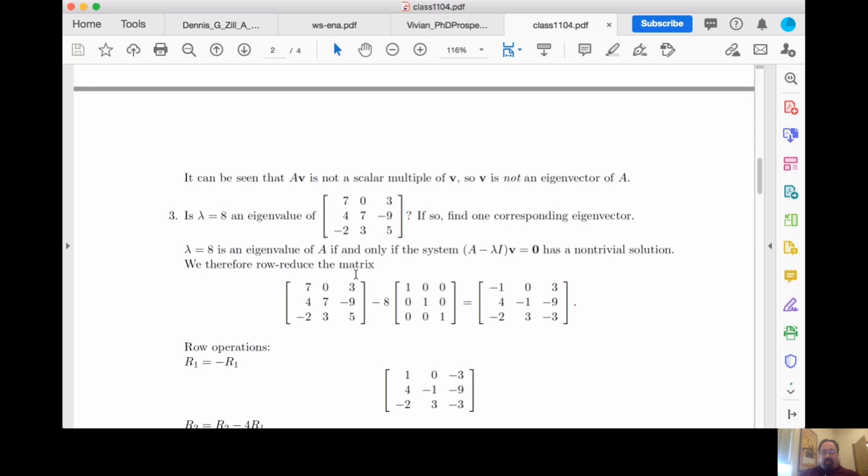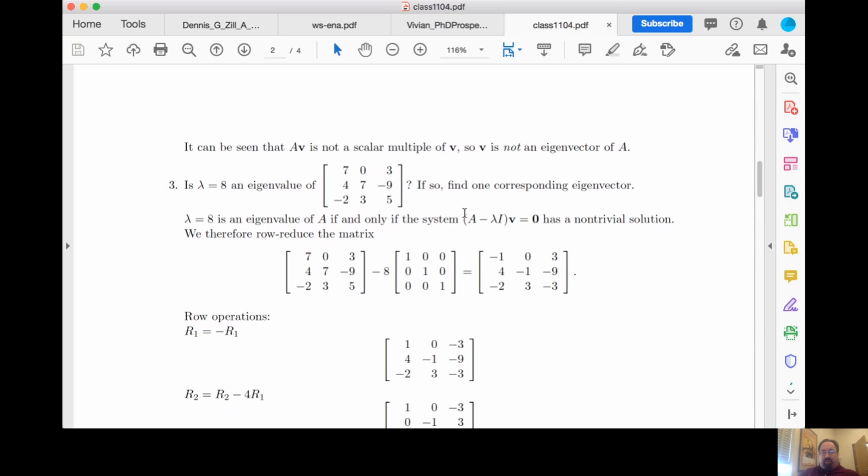So what you do is you form the matrix A minus 8 times identity, because we're looking at lambda equals 8, and get this matrix here. This is a matrix that has to have a non-trivial solution when set equal to 0. So we're going to row reduce A minus 8 times identity, and to see if this system has a non-trivial solution, we need to see if we end up with a free variable once we carry out the row reduction.